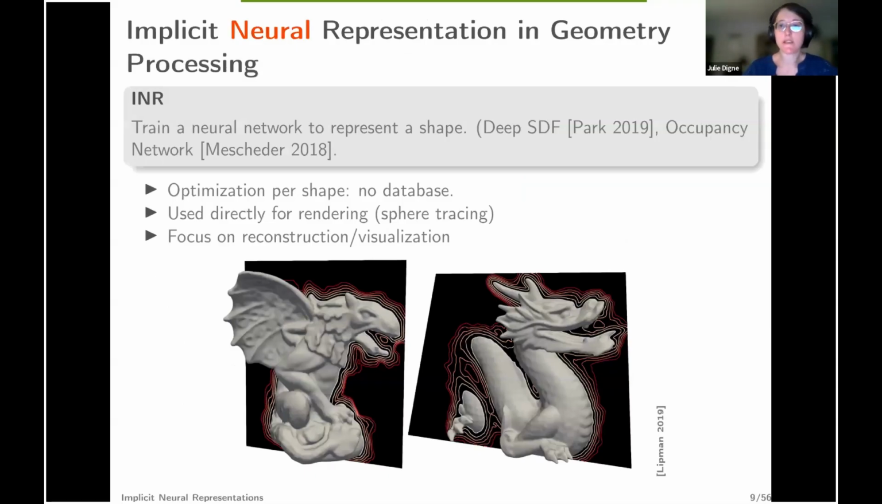For machine learning, it has basically been rediscovered, or brought to light again, around 5 years ago by papers like DeepSDF or Occupancy Networks, where you train a neural network to represent a shape. It can be based on a database, so you acquire some shape prior, or you can do it on a single shape. It can be used directly for rendering, but it has mainly been used for reconstructing the surface, or just to visualize it.